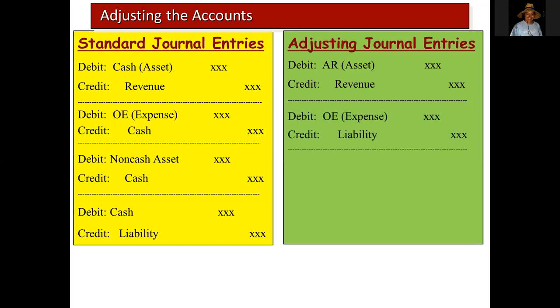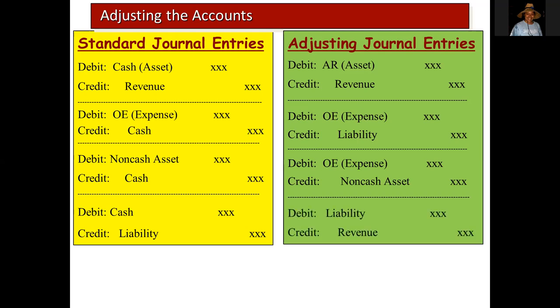And this next one is a debit to expense, but you didn't pay for it yet. So you would create a liability account like salaries payable or accounts payable. And then in this case, you would make an adjusting entry debiting expense and crediting a non-cash asset. Like, for example, debiting supply expense and crediting the asset account supplies. And then the last type of adjusting entry is debiting a liability and crediting a revenue. For example, you earn some revenues that you were paid for in advance. So you debit the unearned revenue account, which is the liability account, and credit the revenue account, which is stockholders' equity. So what do you notice that's different between the standard and adjusting entries?